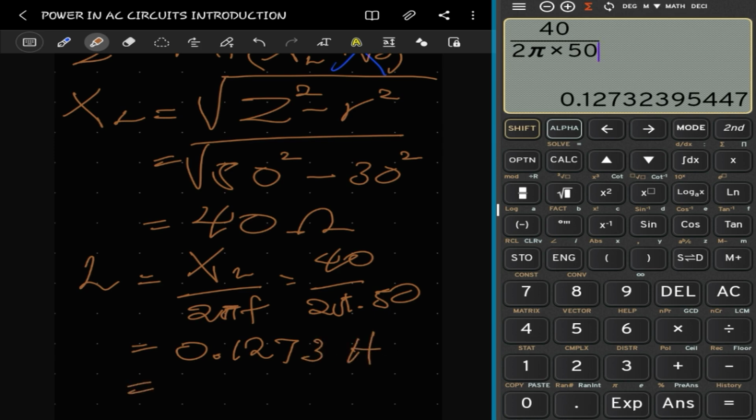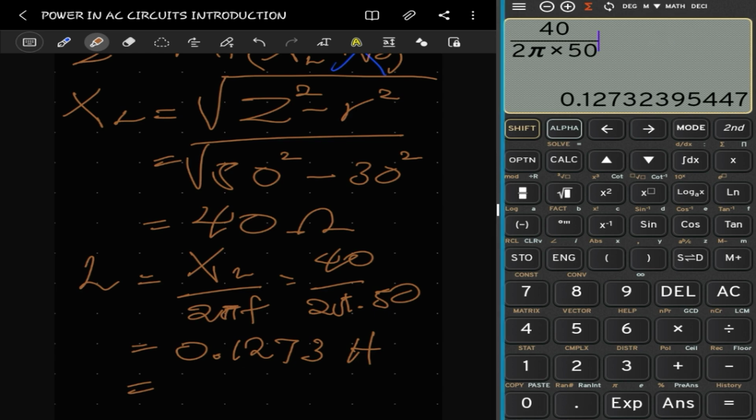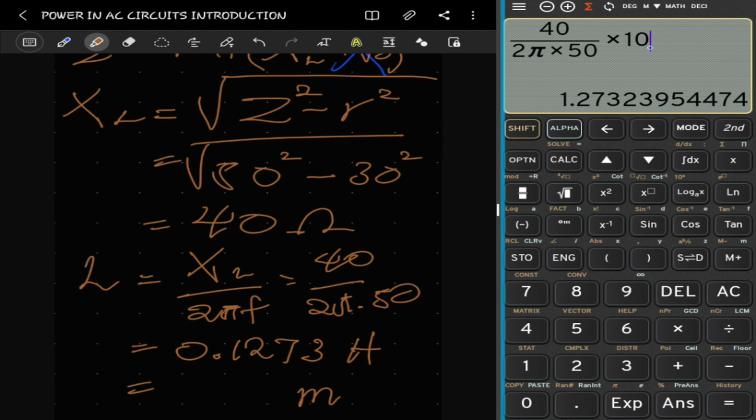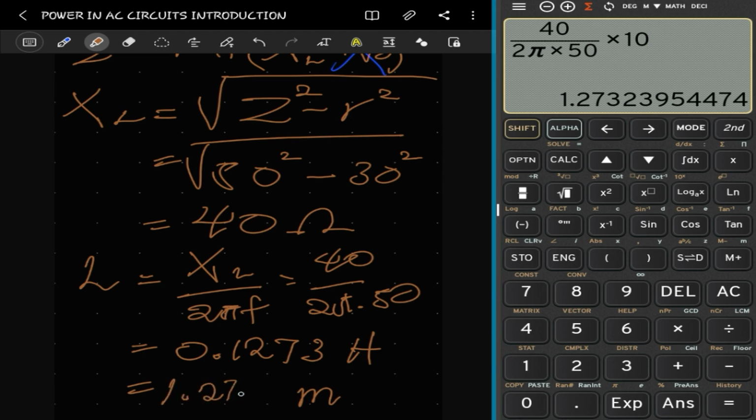If you want, you can change the unit to make it something simpler. We can do milli. I'm introducing the milli, so we must take it out with the 10 to the power 3. So that will mean this is 10 to the power minus 3. So I have 1.273 millihenry, right? So wait a minute. I'm missing something.